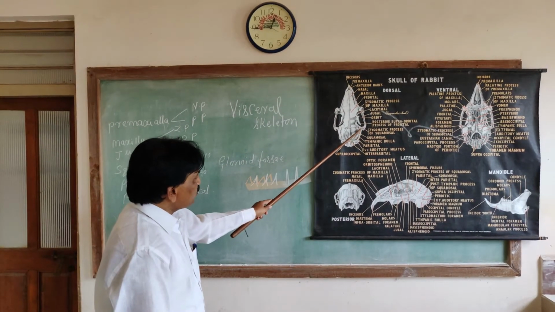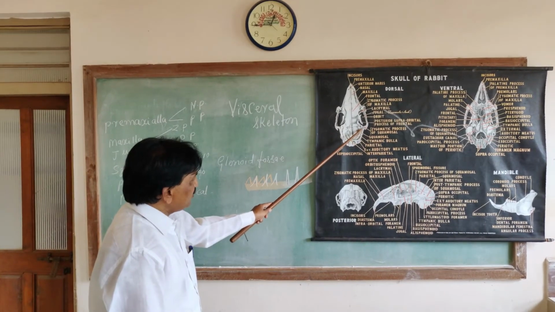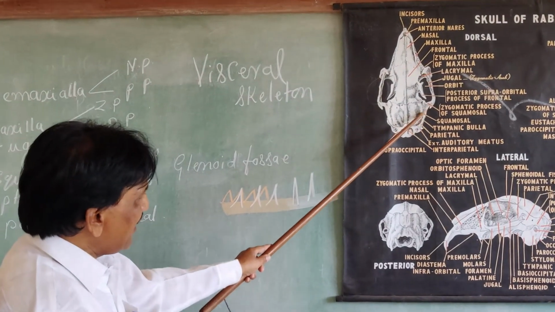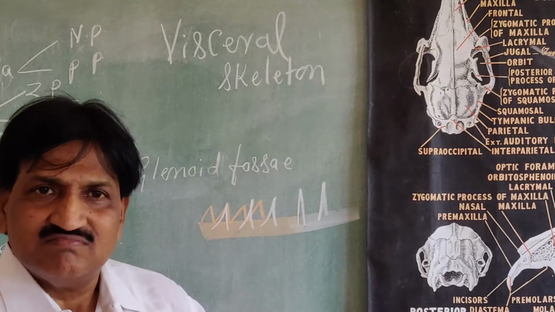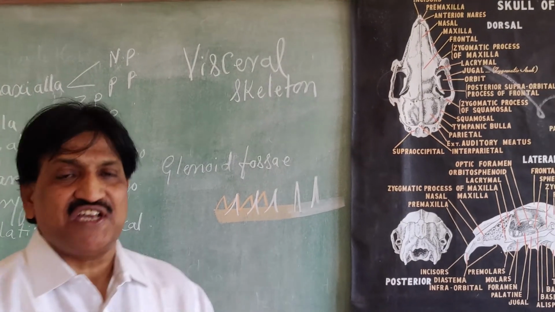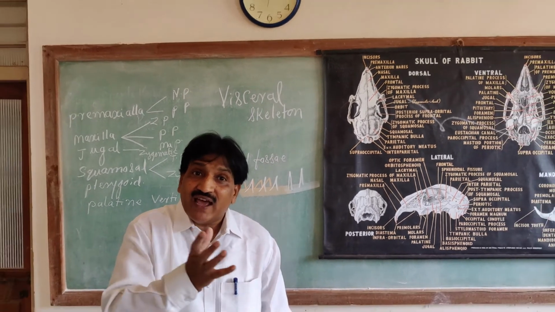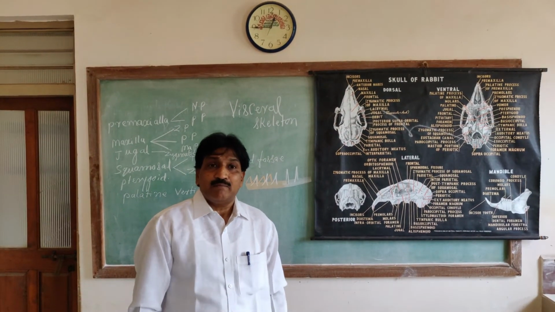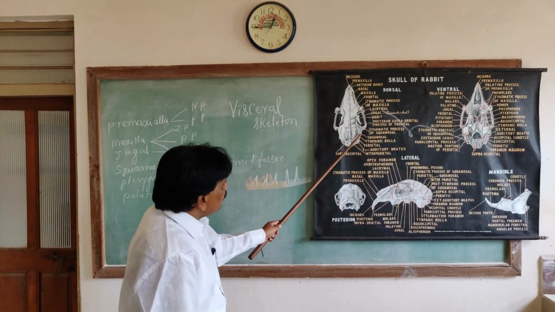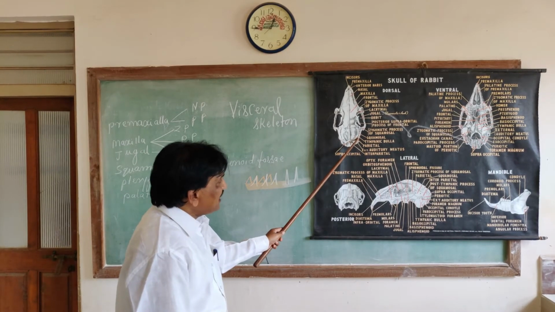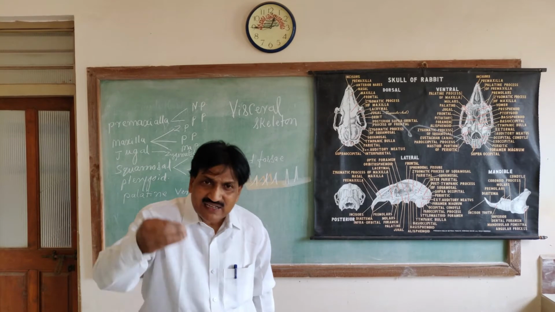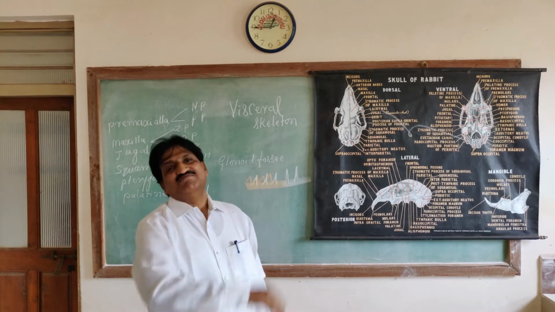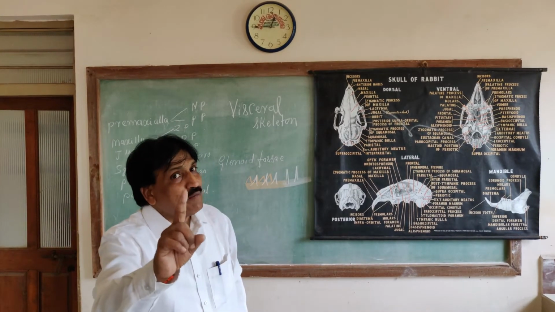The next bone is called the squamosal. We can see it on the dorsal side of the skull of rabbit. It is flat and curved in nature, present on the posterior lateral side of the skull.